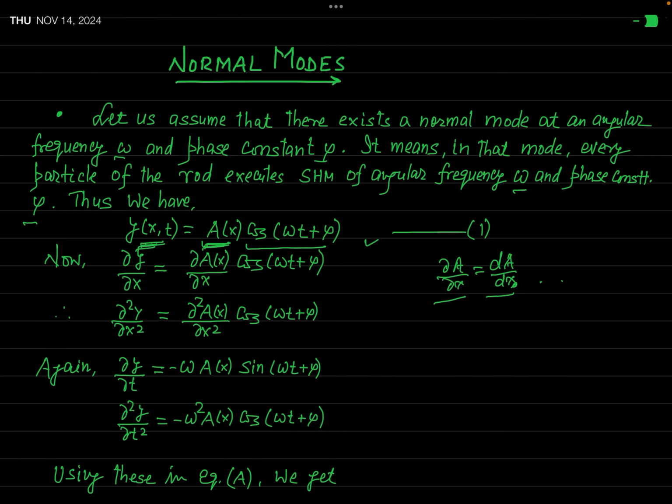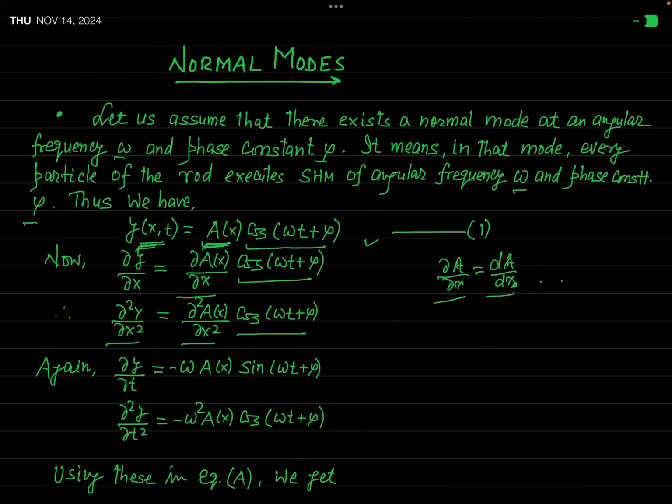So del y by del x, you can see, will be del A by del x times this much. Here, cosine of omega t plus phi will be treated as a constant factor because we are differentiating partially with respect to x, keeping t constant. And so the second order derivative, del 2y by del x square, will be del 2A by del x square times cosine of omega t plus phi.